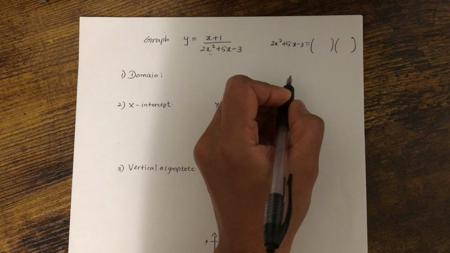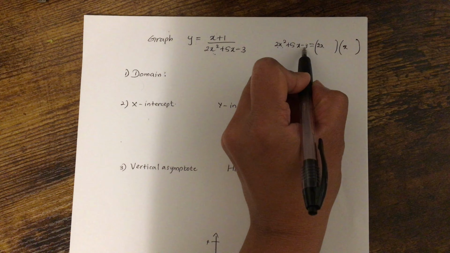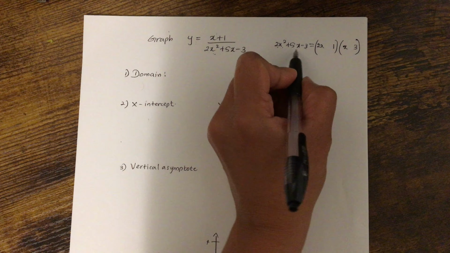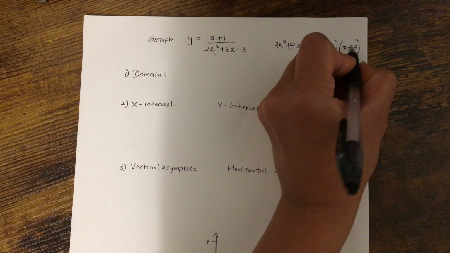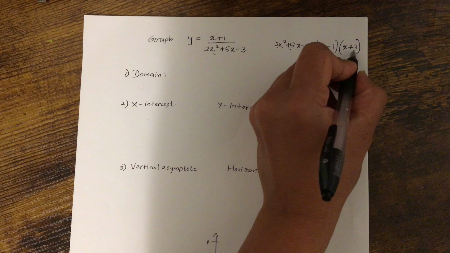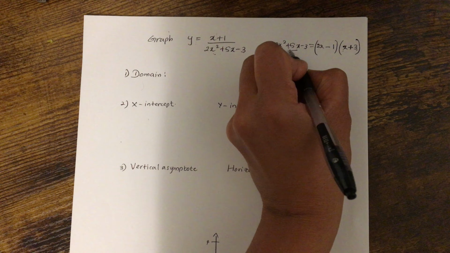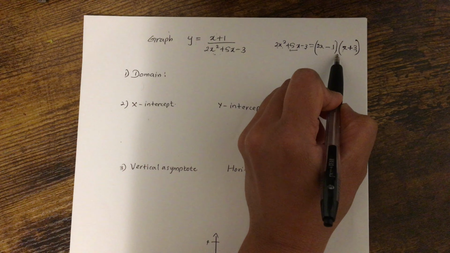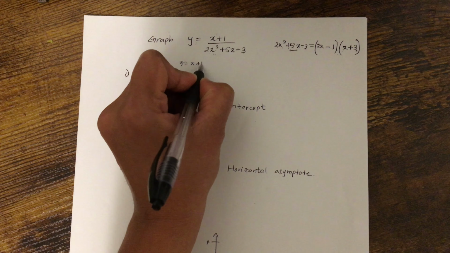There are two factors. Here 2x squared, so I need 2x and x. And here negative 3, that is 3 times 1. It is a negative number, and look at the linear term, it is positive 5, so that means I should have positive for 3 and negative for 1. So this gives you 2x squared, 2x times 3, 6x, and negative x, which is 5x, right? And then negative 1 times positive 3 is negative 3. These are the factors.